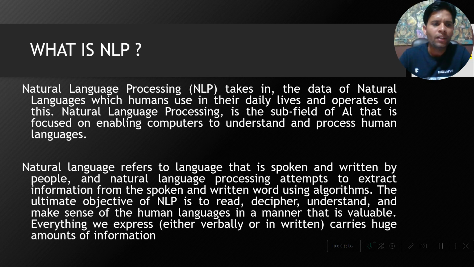Clear? So, natural language refers to language that is spoken and written by people, and natural language processing attempts to extract information from the spoken and written words using algorithms. The ultimate objective of NLP is to read, decipher, understand, and make sense of human language, and then find out the important words, and according to those words, process it. This is NLP. In simple language, to process our language is basically NLP. Natural language is human language, our own language. Okay.